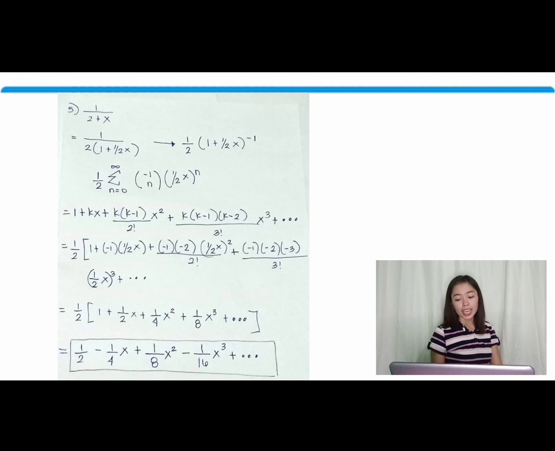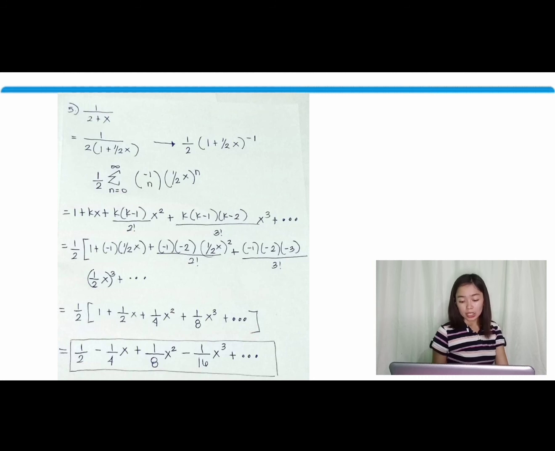So for this example, we have a fraction. The first thing we need to do is to rewrite the denominator into the proper form of the binomial series. So we have 1 over 2 times 1 plus 1/2 x. So, for the next step, we have to bring 1 plus 1/2 x to the top. So, we have 1/2 multiplied by 1 plus 1/2 x raised to negative 1.